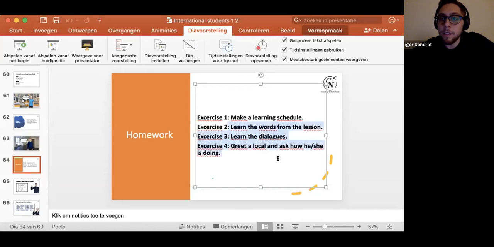Okay, and another homework, it's learn the words from the lesson. So you can just repeat it at home. I will send you the PowerPoint. You can learn the dialogues. We will try to practice next time more with the dialogues. And the fourth one, I mean, you can't go really outside because of the whole virus thing, but you can, for example, call a neighbor or a Dutch friend and just say, hi, how are you doing? Hoi, hoe gaat het? So this one is a practical one. Tinder, yeah, of course, you can use Tinder if you want.